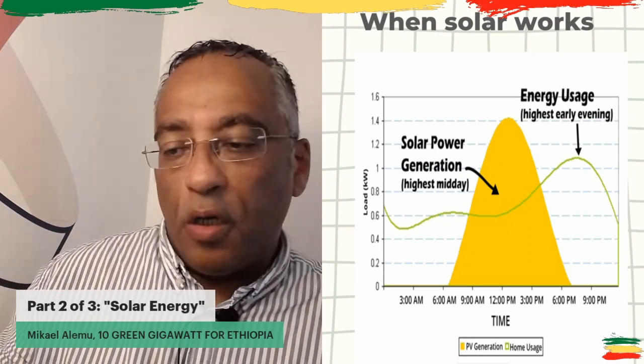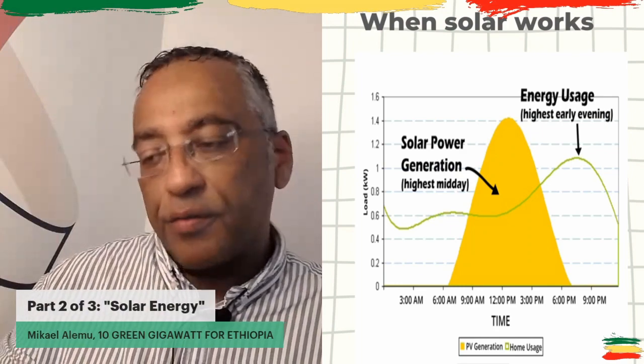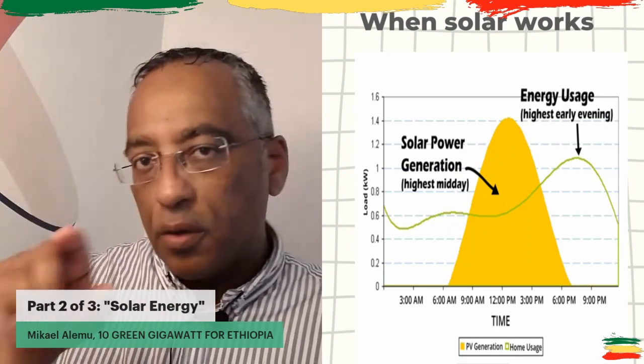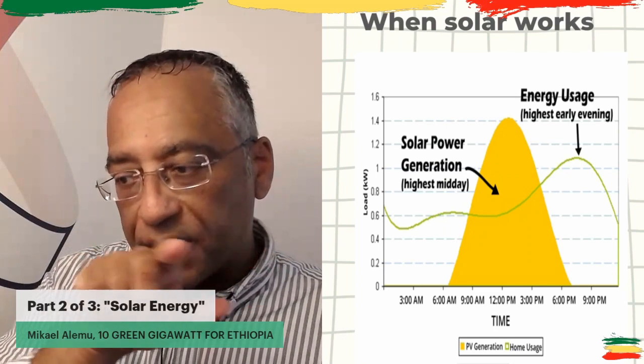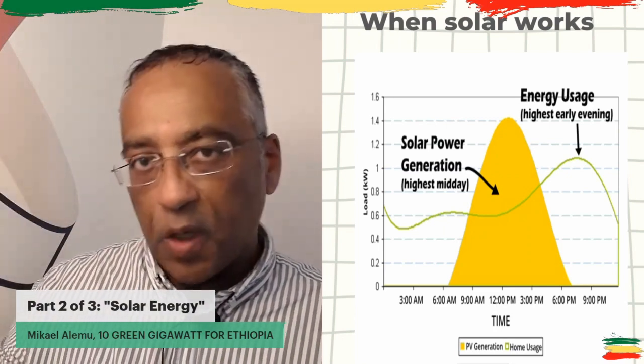You may see the green line shows some consumption, like it's more or less stable and more in the evening. Look there.